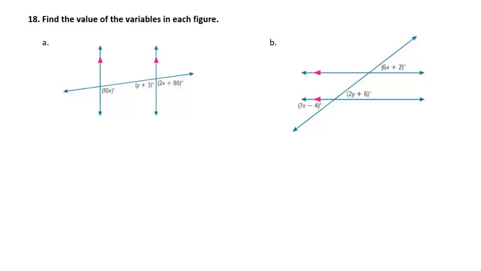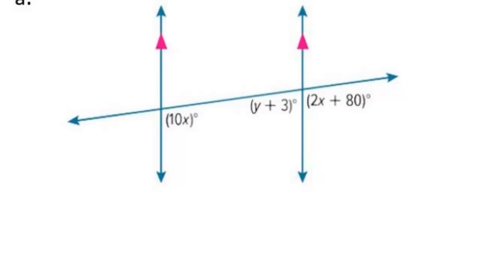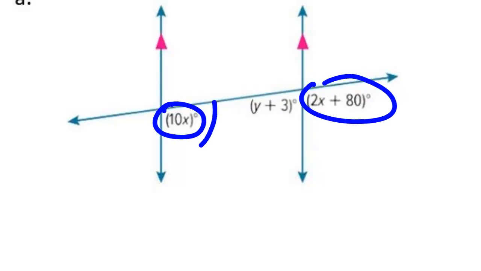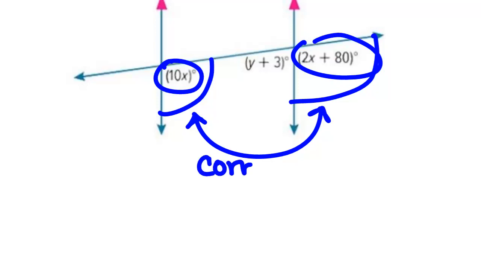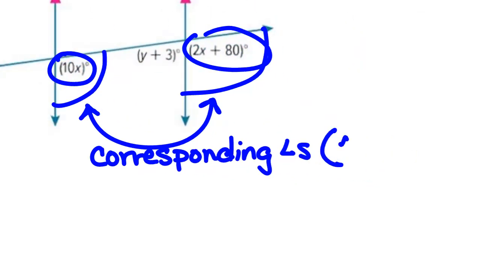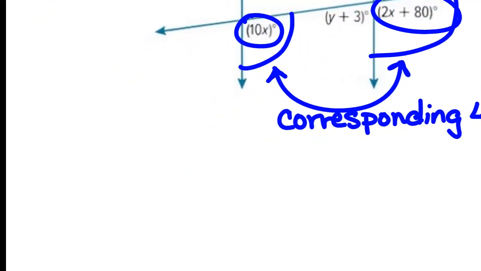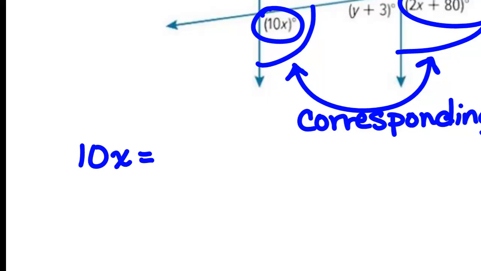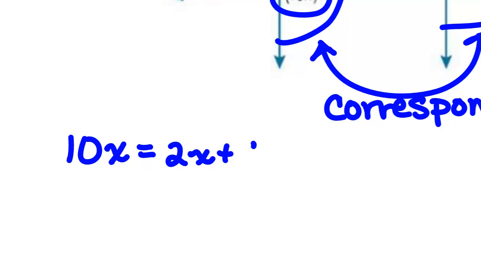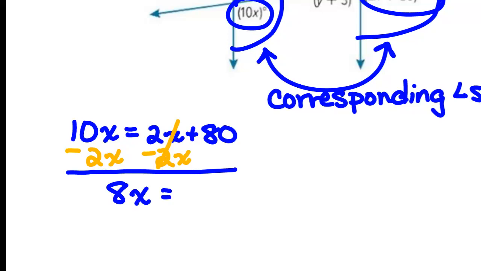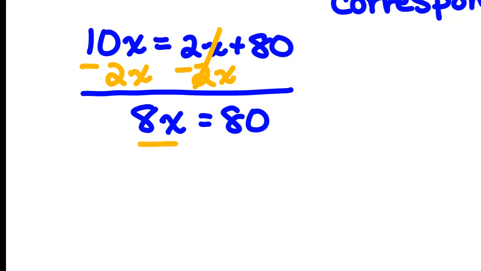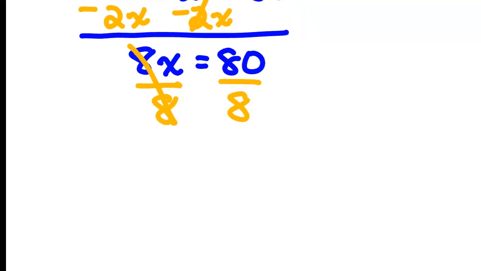Find the value of the variables in each figure. So in part A, I noticed the 2 angles that have x in them. These are corresponding angles. They're in matching corners. They're both in the lower right. And corresponding angles are congruent. So I can take their measurements and set them equal. So I have 10x is equal to 2x plus 80. And then to solve this for x, I need to subtract 2x from both sides. So I get 8x equals 80. Divide both sides by 8, and I get that x is 10.